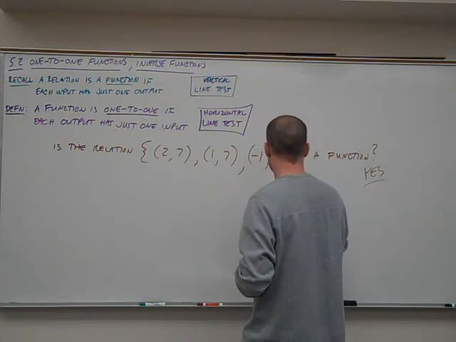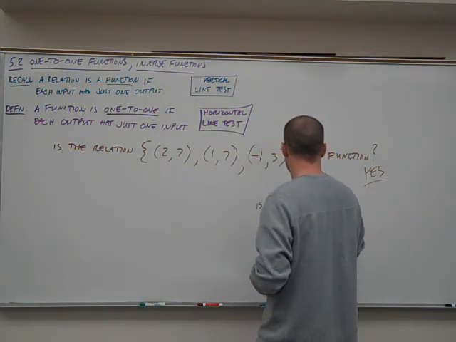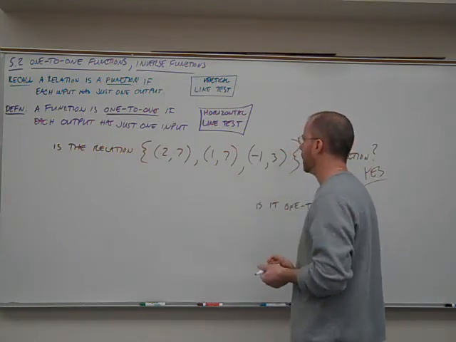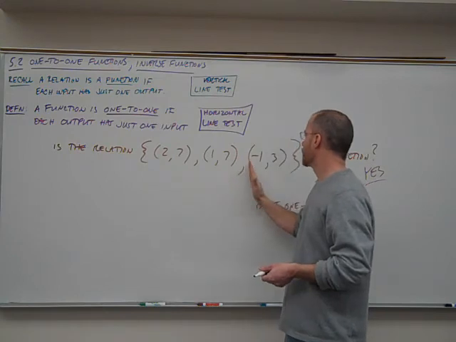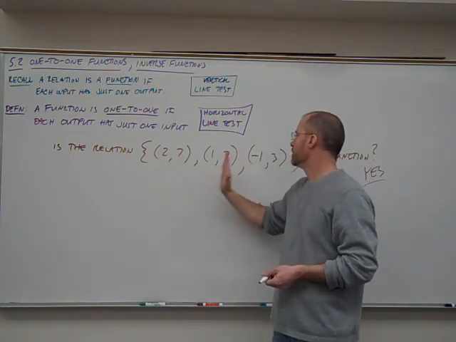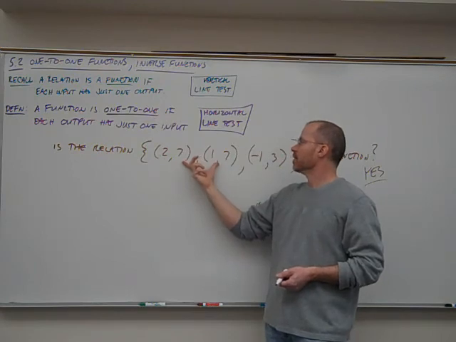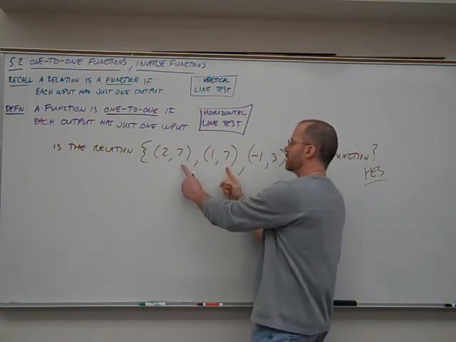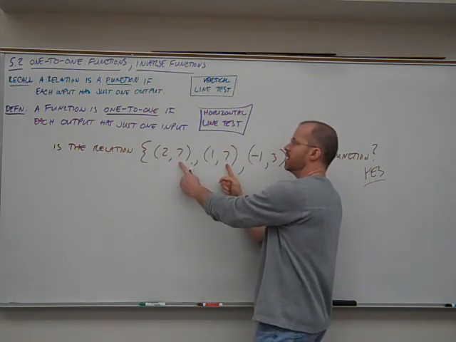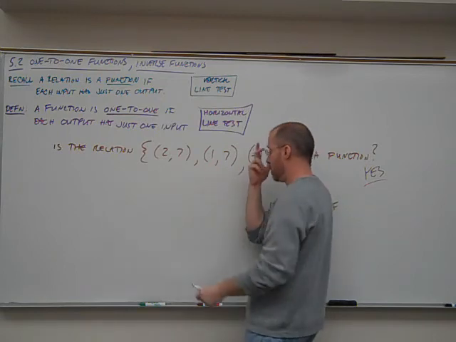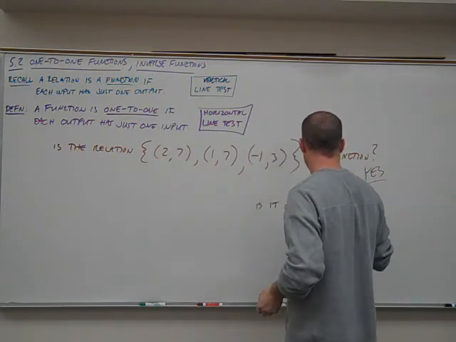You can anticipate my next question. Is it 1-to-1? And here, instead of looking at values of x, look at values of y. 7, 7, 3. Oops, I've got 2 different points where the same output, 7, is trying to have it 2 different ways. It's got inputs of 1 and 2. And so this is not 1-to-1.